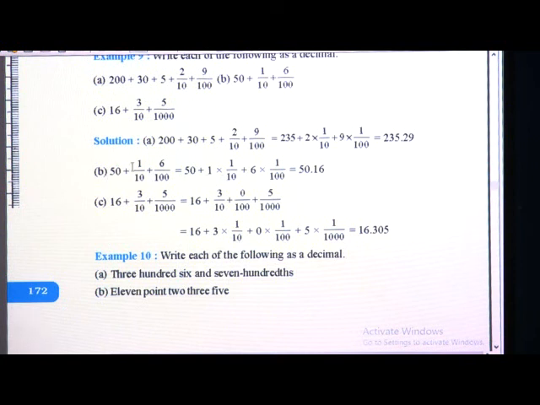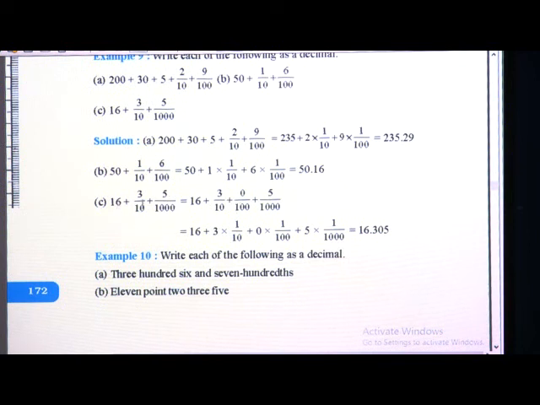50, so 1 by 10 we can write as 0.1 and 6 by 100 can be written as 0.06. So, 50 plus 0.1 plus 0.06 is equal to 50.16.